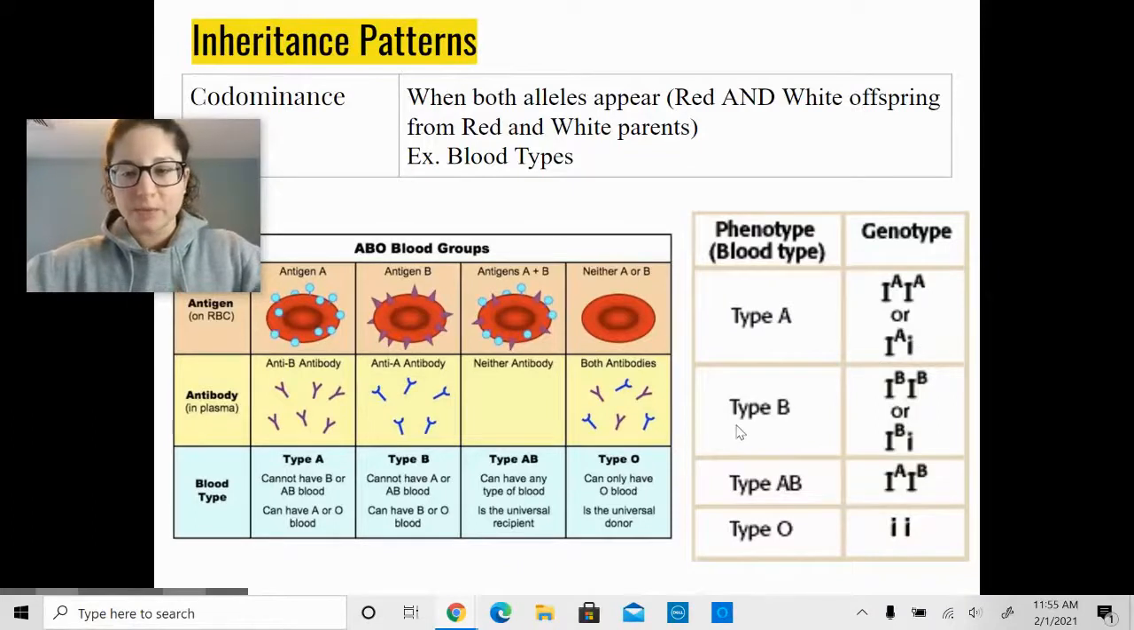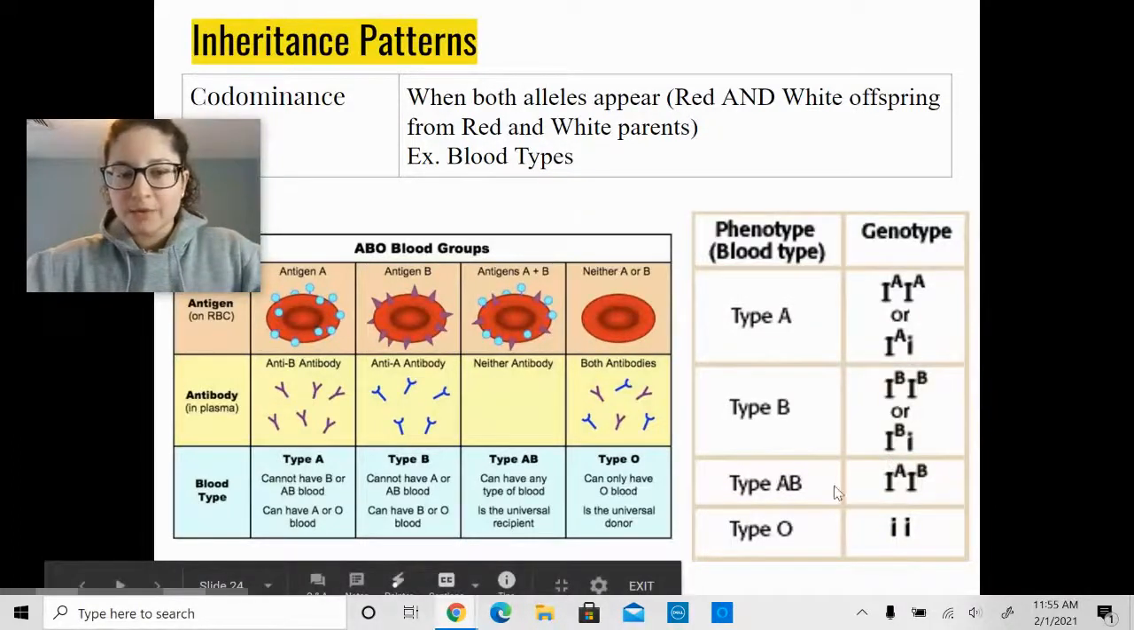Type B works the same way. You can be homozygous for type B blood, or you can be heterozygous, so blood type B and then blood type O. And then type AB would be your co-dominant, so you'd have blood type A, blood type B, and then like I said, blood type O is recessive, so just 2 lowercase i's.